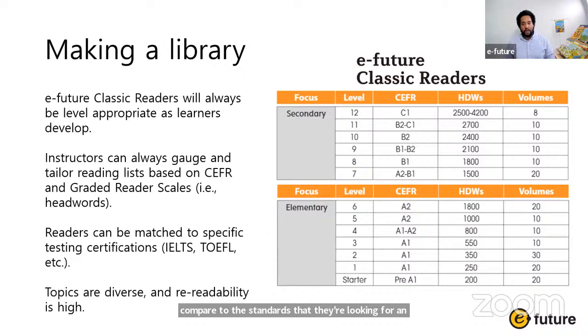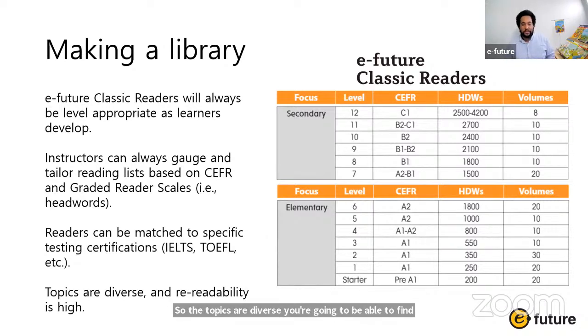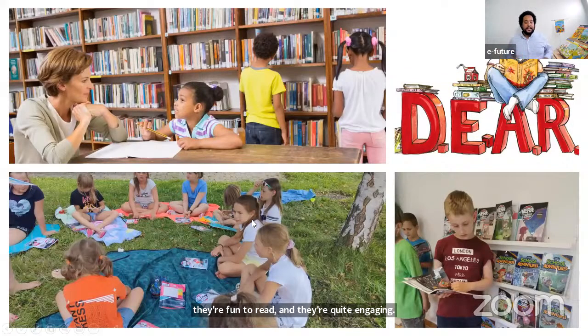Having a library like the classic readers is important as well because there are, as you can see, a lot of books. So the topics are diverse. You're going to be able to find something for just about every student. And rereadability is high too, because they're simple to read, they're fun to read, and they're quite engaging. So an example of the CCTT here is right here.